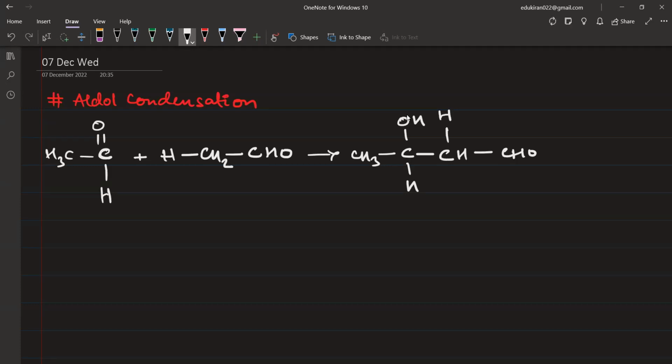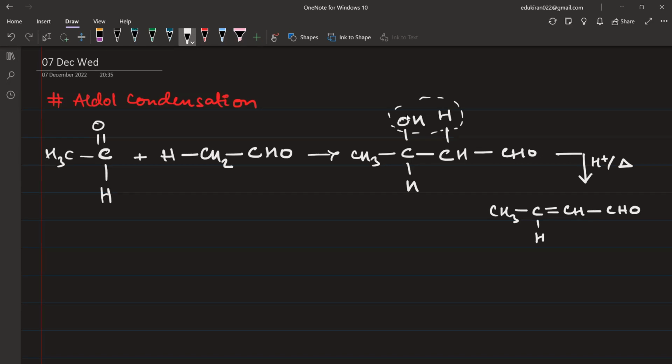Now, when you add H plus and heat this molecule, it is going to liberate water. This is a very common reaction of alcohols, that is dehydration of alcohols. When you have dehydration of alcohol, it gives alkene. So you are going to get CH3, C with one H, double bond CH, and CHO.